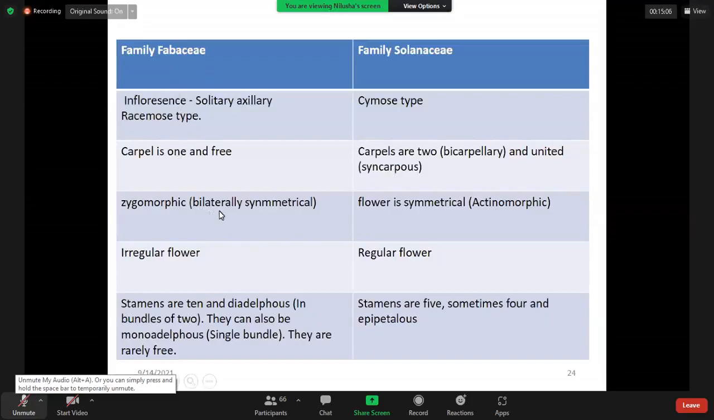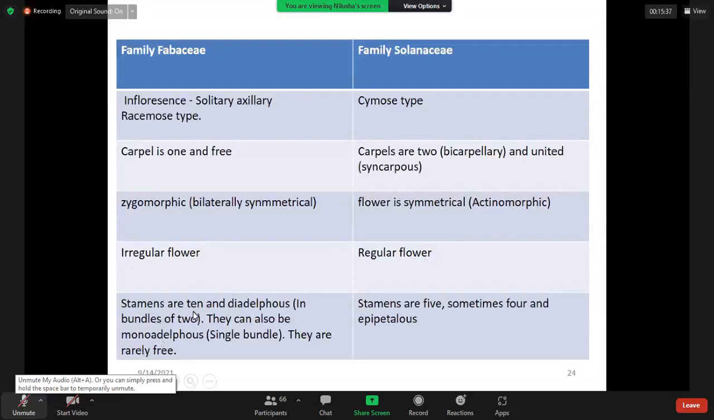In case of family Fabaceae, the flower is zygomorphic because it is bilaterally symmetrical. In the case of Solanaceae, the flower is radially symmetrical, and we call it actinomorphic. In the Fabaceae family, you all know the flower is irregular. In the Solanaceae family, the flower is regular.